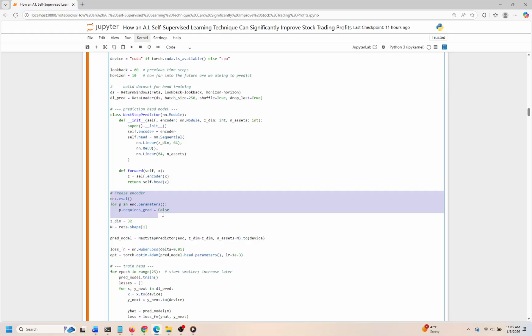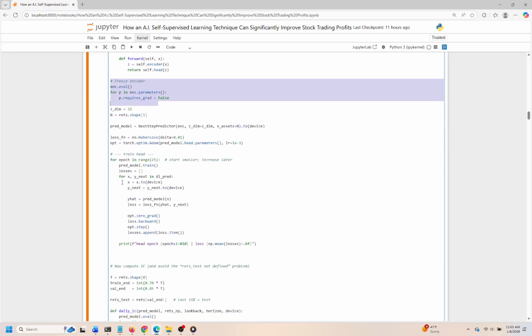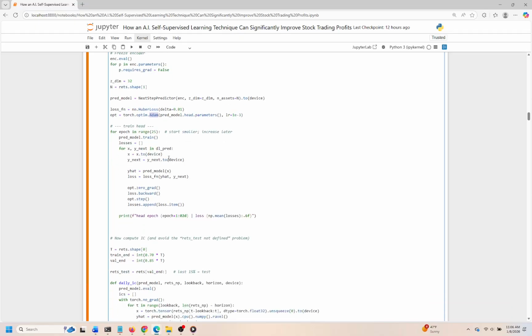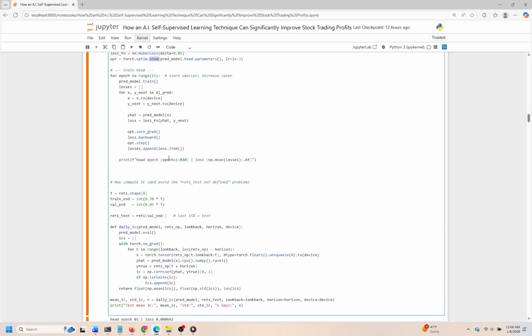The training loop iterates through several epochs using the Adam optimizer to minimize the loss, which here is computed using the Huber loss function. This choice is particularly robust for regression tasks, as it balances sensitivity to outliers while maintaining stability in gradient updates. Each iteration processes batches of data, updating the model weights while tracking the average loss for performance monitoring. After training, we shift our focus to evaluating the model's predictive capabilities using the information coefficient, or IC, which measures the correlation between predicted and actual returns.